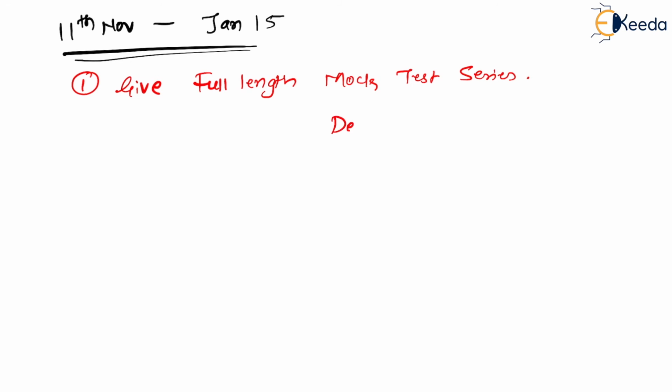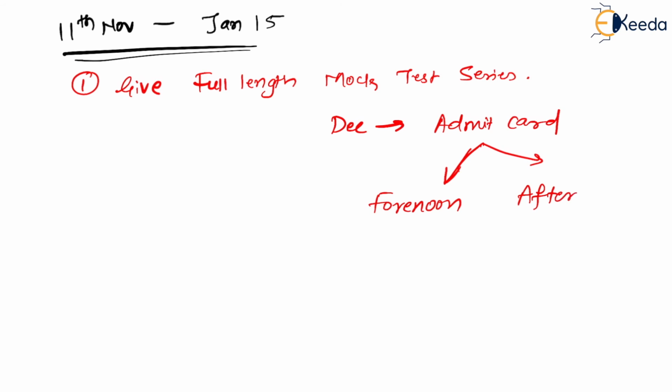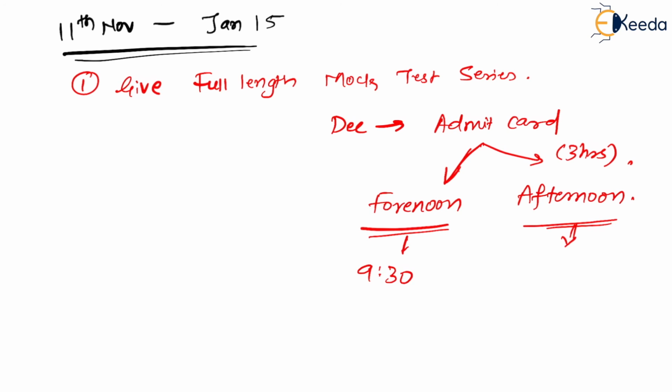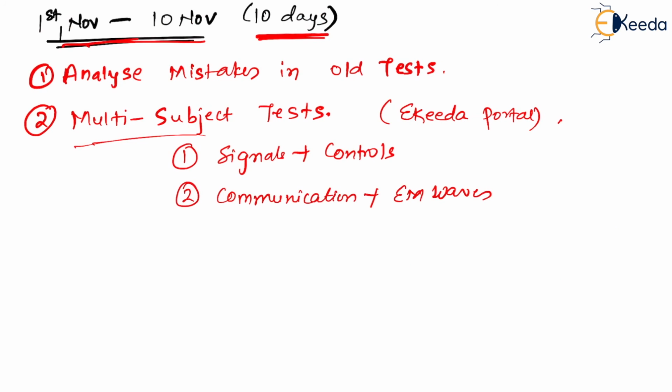Now see here, many of the times what happens is by the end of December only, you get your admit card, and on the admit card they usually write down what is the time, I mean, forenoon session or afternoon session. In the forenoon session, your time will be somewhere around 9:30 or something. Of course your paper will be a 3 hour paper, we already have that idea. And in the afternoon session, you might have, let us say, a 2:30 paper.